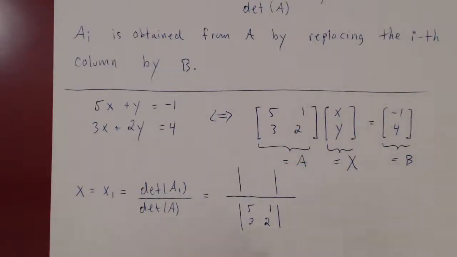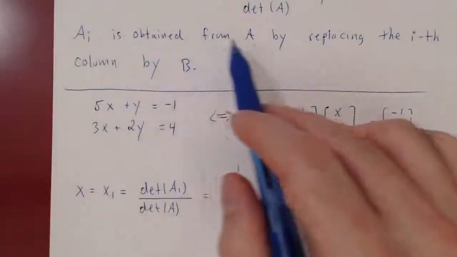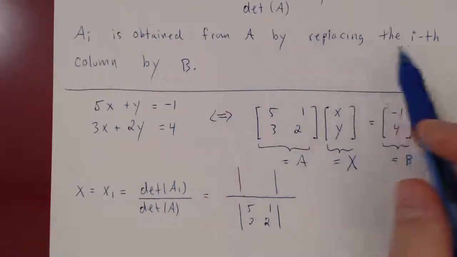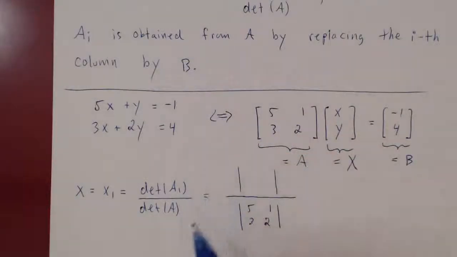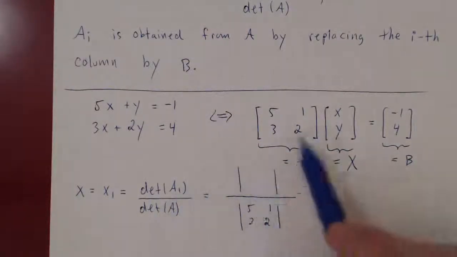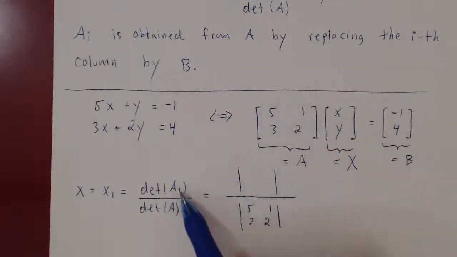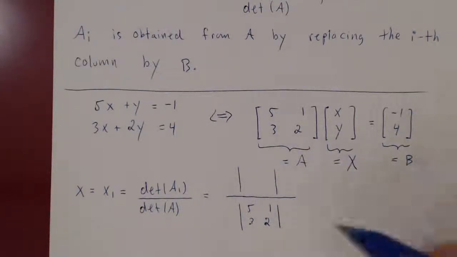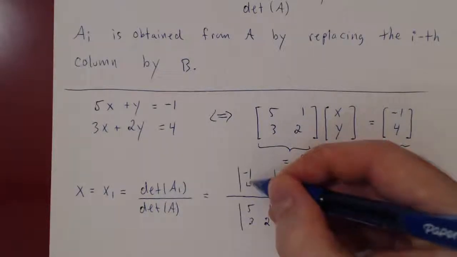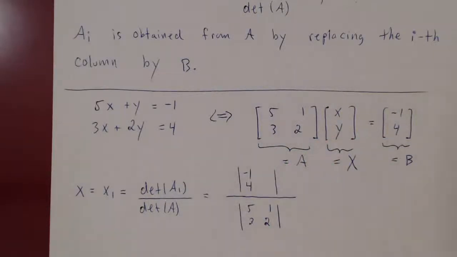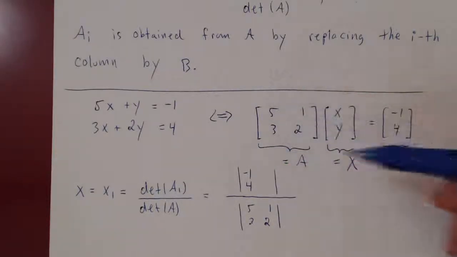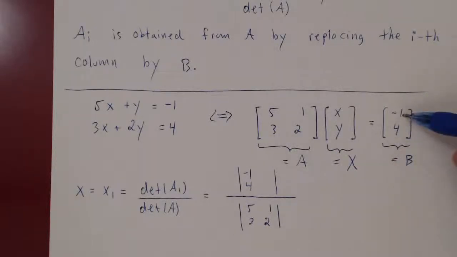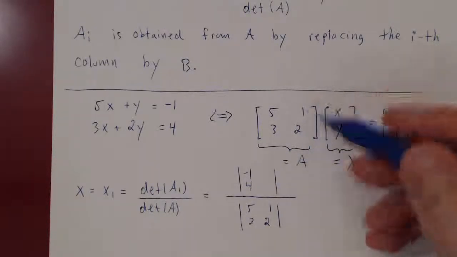And now, how do we obtain Ai? It is obtained from A by replacing the ith column by B. So here we take A, but we replace its first column, 5, 3, by B, -1, 4, and we keep everything else the same. So replace the first column of A by the column B, but leave everything else the same.